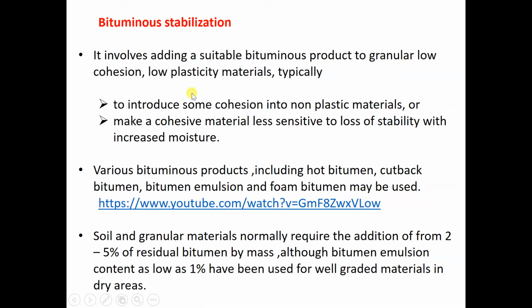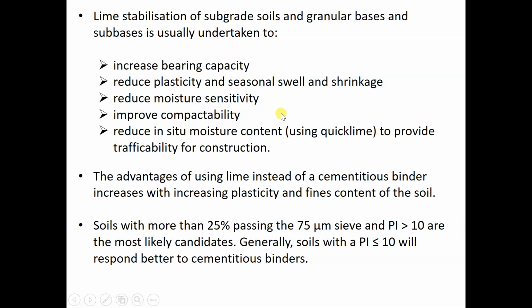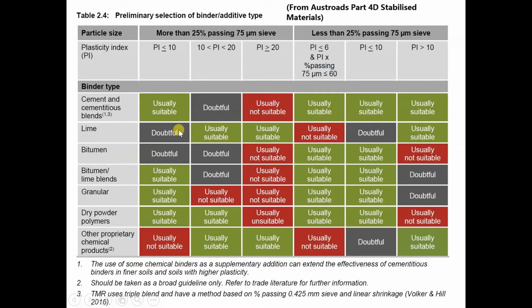Okay. The next one is bituminous stabilization. It involves adding a suitable bituminous product to granular, low cohesion, low plasticity materials. So bituminous stabilization, you can use for the subgrade, which is low plasticity, or for the pavement material, low plasticity. That means a PI less than 10.